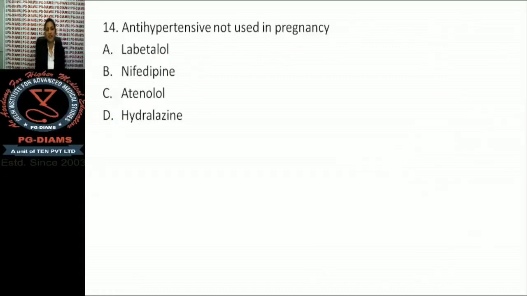Antihypertensive not used in pregnancy, very simple question. Very straightforward question. You already know the fight is between labetalol and methyldopa, which is the drug of choice. So labetalol is used, nifedipine is used, hydralazine is used in emergencies, while atenolol is not used. It has been associated with intrauterine growth restriction.